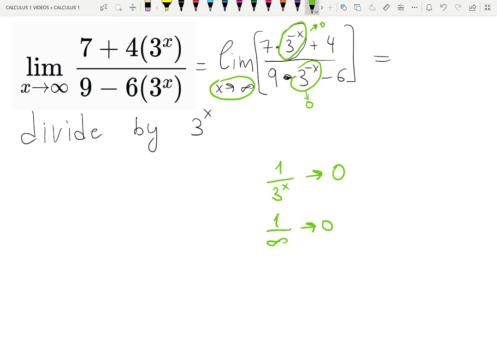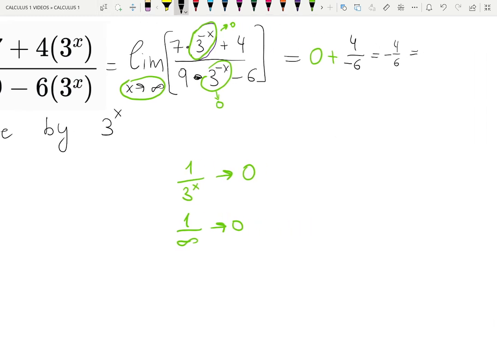So it will be 0 plus 4 divided by negative 6. So the answer is negative 4 over 6, which can be simplified as negative 2/3. This is one way of doing it.